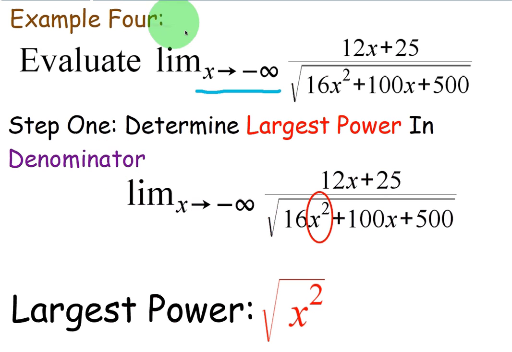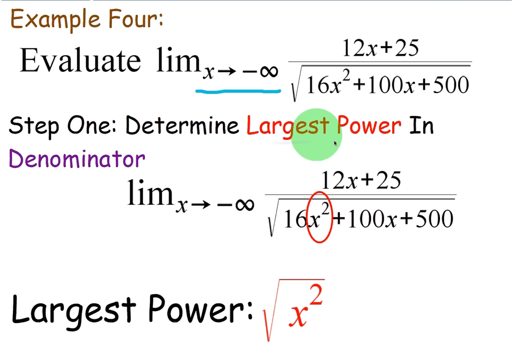Alright, so for example 4, we're going to evaluate the limit as x approaches negative infinity of the numerator 12x plus 25 divided by the square root of 16x squared plus 100x plus 500. So this seems a little more advanced because it's a square root, but that's okay. We're going to follow the same steps to get the right answer.